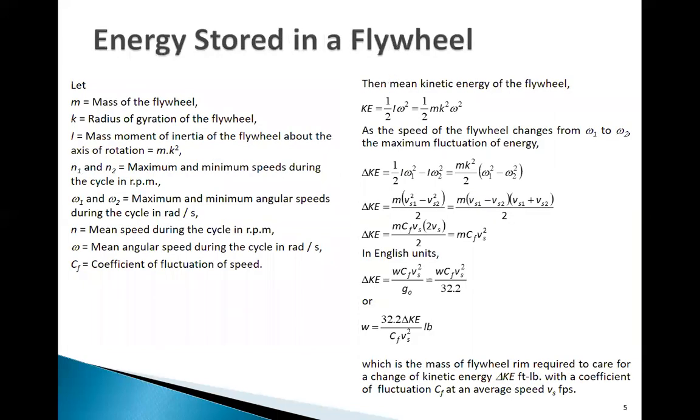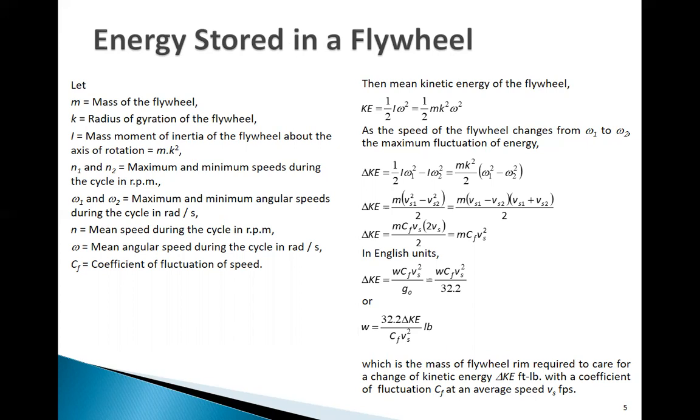So, now, energy stored in flywheel. So, dito tayo magkakaroon ng calculations. So let m be the mass of the flywheel, total. K is the radius of gyration of the flywheel. I is the mass moment of inertia of the flywheel about the axis of rotation. N1 and N2 are the maximum and minimum speed during the cycle in RPM. ω1 and ω2 are the maximum and minimum angular speeds during the cycle in radians per second, and N is equal to the mean speed during the cycle, average. Omega is the mean angular speed during the cycle in radians per second.